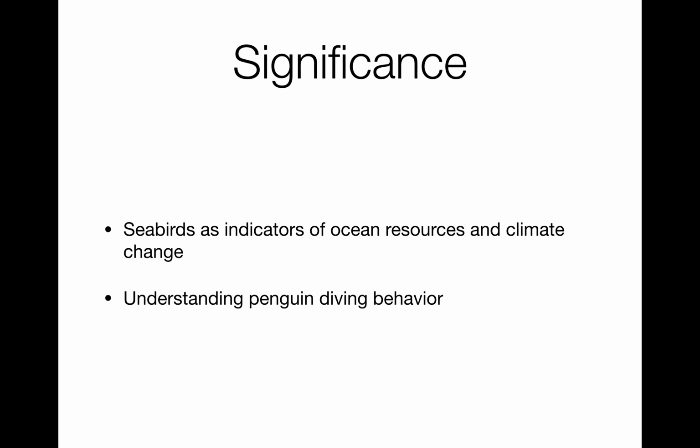Alright, so heart rate was used to determine estimated rate of oxygen consumption to determine estimated field metabolic rate, but how is this useful? Well, Froge and Associates explain that seabirds can be used to indicate variations in ocean resources and climate change, but to build accurate models, you need to know the bird's energy requirements. This data can be used for that purpose, as well as understanding penguin diving behavior.